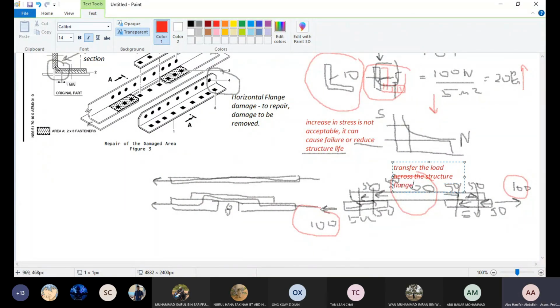So that is the function of the doubler. So people ask why we use a doubler? Doubler is to transfer the load. Why we need to transfer the load? Because now the part is damaged. We have no choice. You have to transfer the load across.